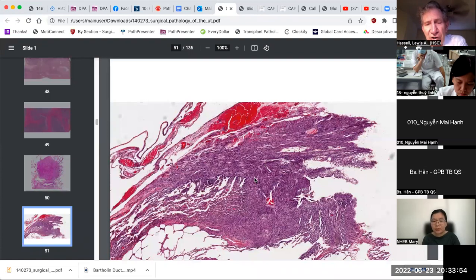Now, the surgeon should tell you. If he doesn't, you should ask, where did this come from? The configuration, rounded versus sort of wedge-shaped, may help. But if you're looking at a needle biopsy, that may not be possible. And again, this lymphangioleiomyomatosis does not have a high degree of atypia.